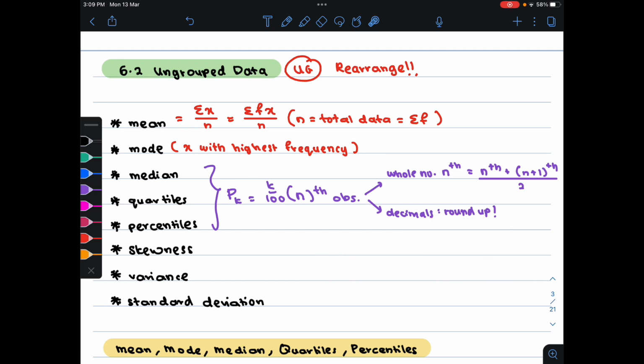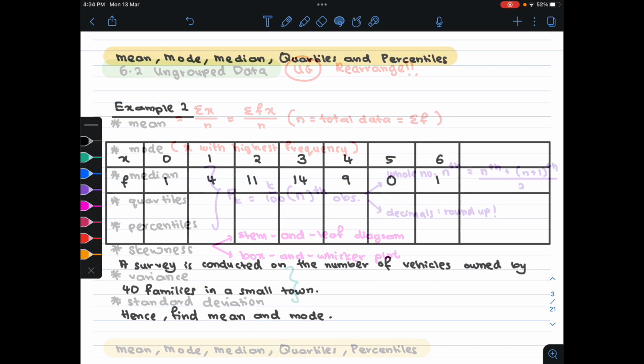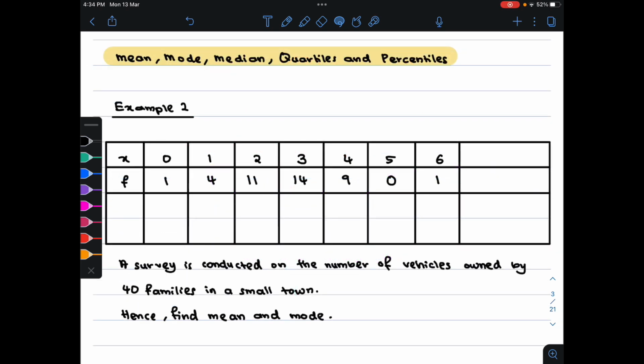Afterwards, you learn about skewness. And for ungrouped data, you learn two types of skewness. The first one is stem and leaf diagram. The second one is called box and whisker plot. And lastly, we have variance and standard deviation. Let's start with mean, mode, median, quartiles, and percentiles.